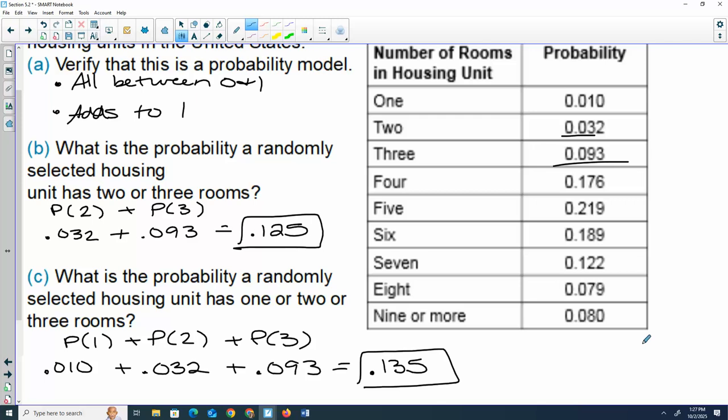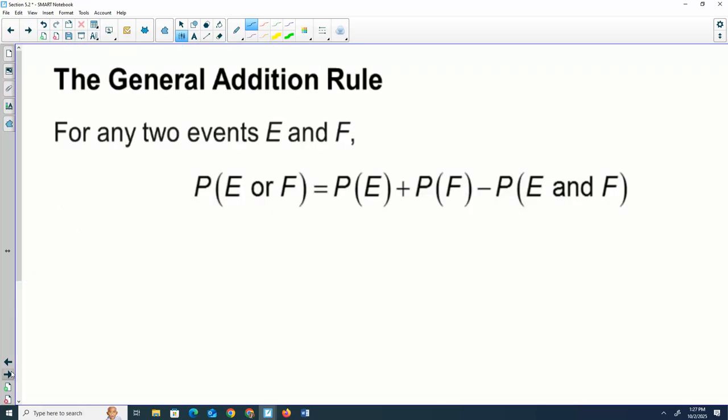So if your events are not mutually exclusive, or still means to add, but we have to subtract the ones we double counted. So if I did all the FFA kids and all the band kids, I have to subtract off those that are in both groups because I counted those people twice. That is our general addition rule.